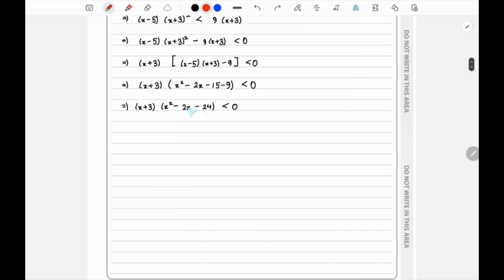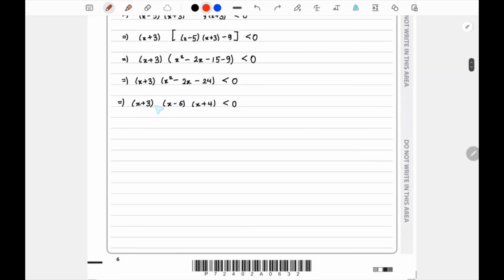And from this we get the values. We can factorize this quadratic term over here as (x-6)(x+4). So now we get the three critical values: x equals -3, x equals 6, and x equals -4. Now we will test the regions. We will plug in a value where x is less than -4 and check if this is less than 0. And then we will do the same for a value in the next range, then a value in the range after that, and then a value which is greater than 6.